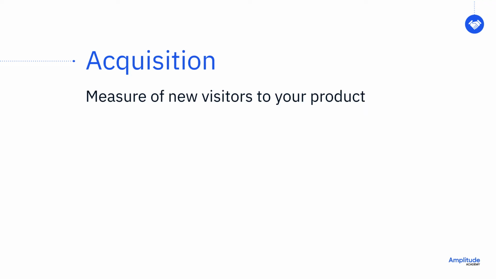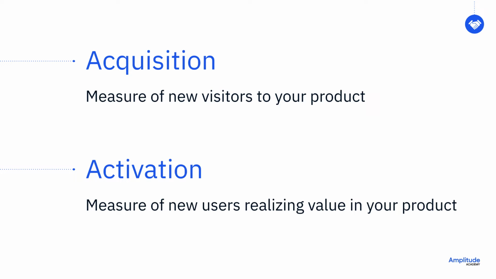Acquisition metrics track how many new users are discovering your product and where they're coming from. Activation metrics track how well new users are learning to use your product and getting value. We can break down acquisition and activation further into different stages.